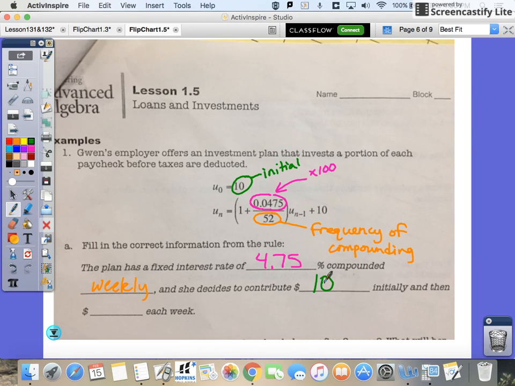And then how much each week? Well, the additional part every week is right here. So again, $10 each week. Just so you can really understand the equation that's happening here: she's putting in $10 a week, every week, and she's getting 4.75% interest compounded weekly.